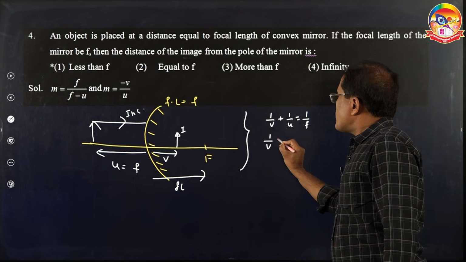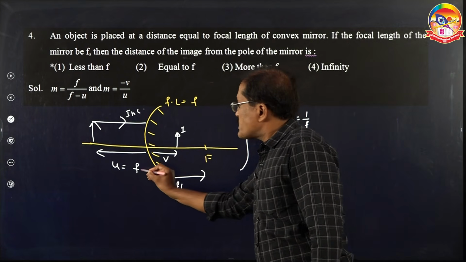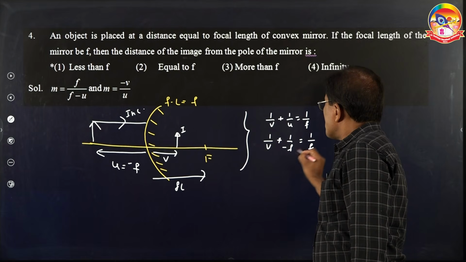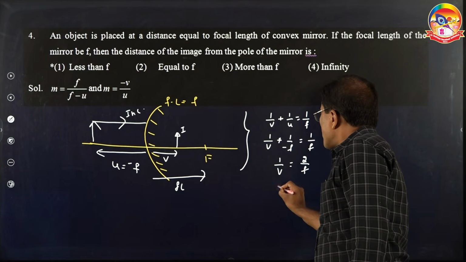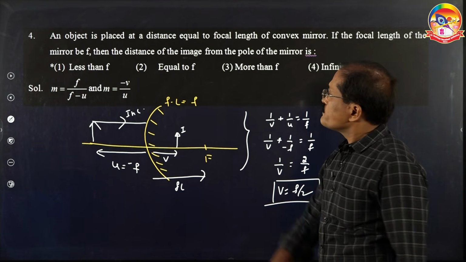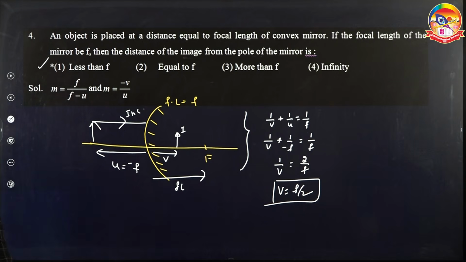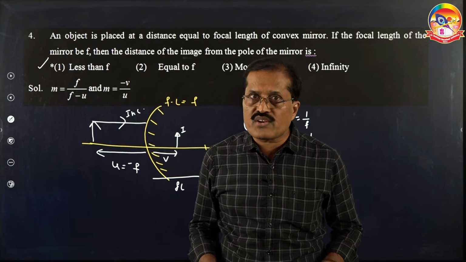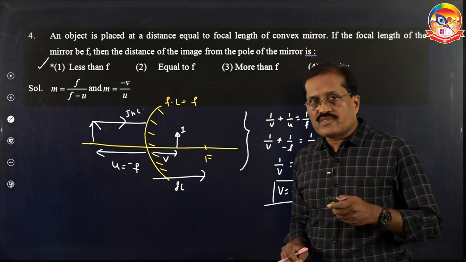Here 1 by V is to be found, plus 1 by U. U is equal to how much, children? Here U is equal to the focal length but on the negative side, and F is positive only. So, therefore, 1 by V is equal to 2 by F. So V is equal to F by 2. Very simple way we can write it. Is it clear? It is less than the focal length. The image formed by a convex mirror is always within the focus only, always virtual for real objects. Is it clear? Now, that is all about the mirror concepts.